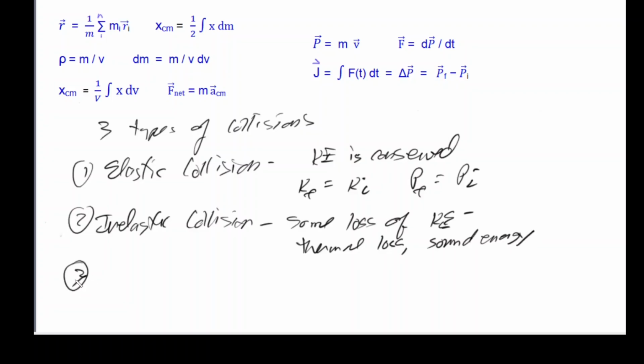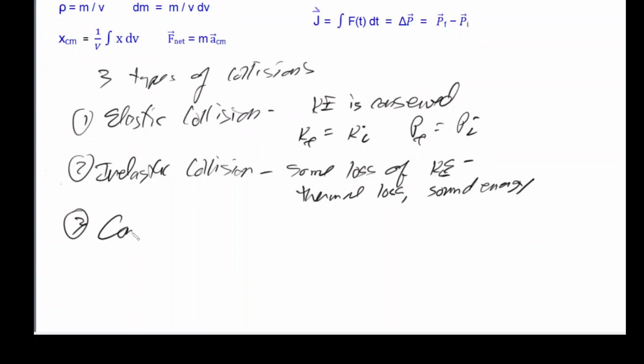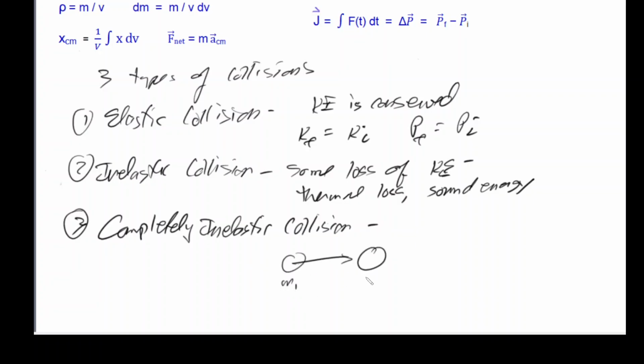And the third type of collision is a completely inelastic collision. And in this one, two bodies stick together and form one body. So if you have mass 1 hitting mass 2, these end up becoming one mass, mass 1 plus mass 2. And that is a completely inelastic collision.